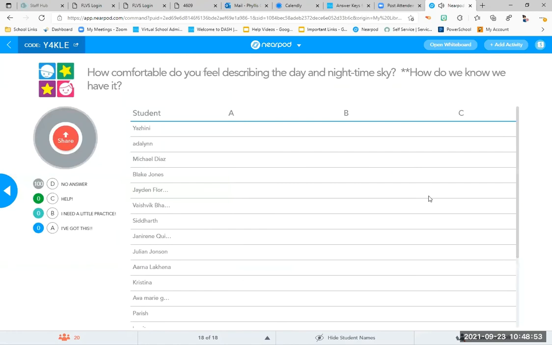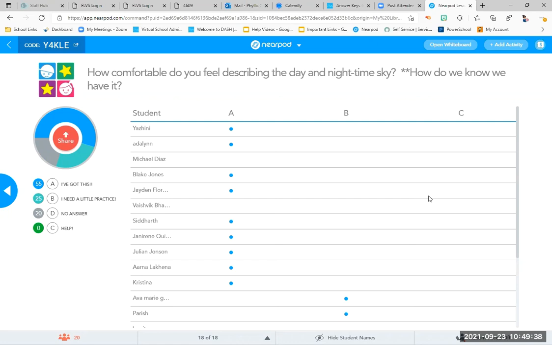Okay, so last question is, and before we begin, although I'm sure you're so used to this, you'll just click, I've got this. But I have a question for you. I'm going to see if you guys will share with me your thoughts. How comfortable do you feel describing the day and nighttime sky? So we have 3 answers. A, I've got this. I understand the nighttime sky. I can describe it. I can show it. I can demonstrate it. I can give answers. B, I need a little practice. I forget which is close, which is far away. Or C, I need a lot of help.